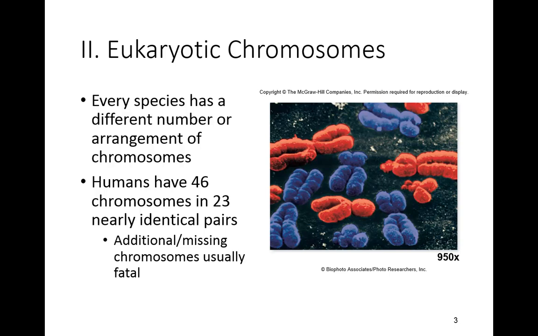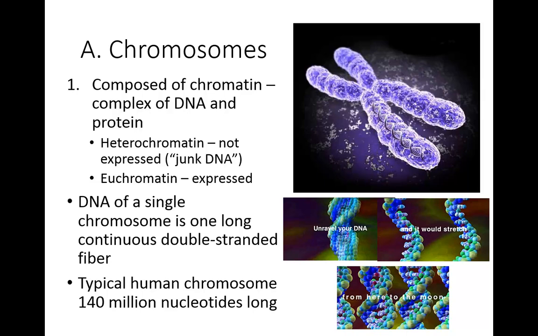Humans have 46 chromosomes, 23 of which are homologous or nearly identical. If a fetus or developing embryo is missing a chromosome or has one too many, then it usually is a fatal complication. Most stillborn births or early natural terminations of pregnancy are because of a problem in the chromosome numbers.